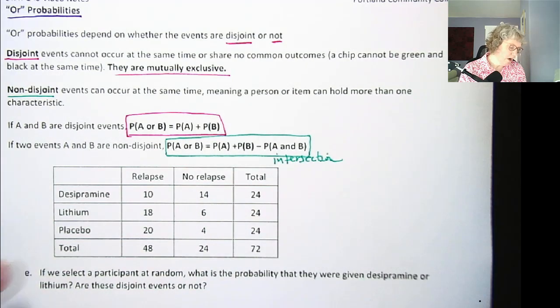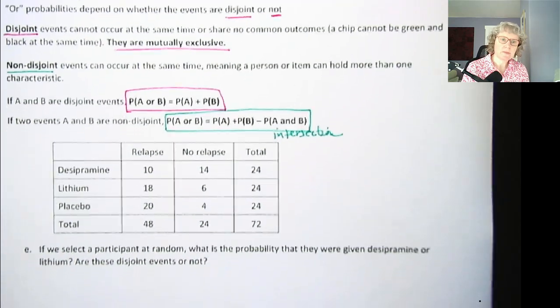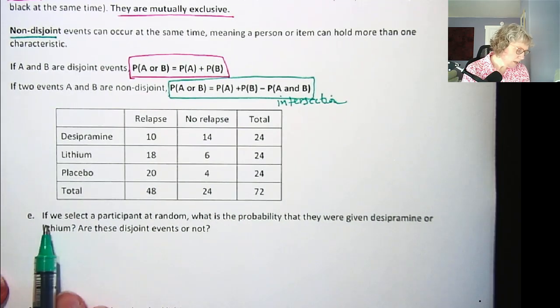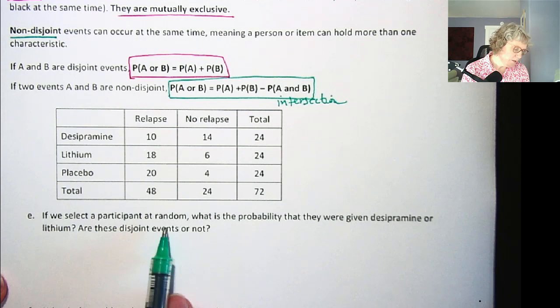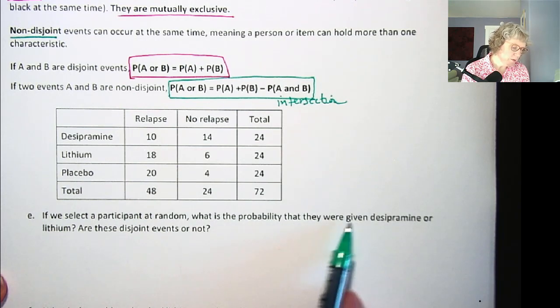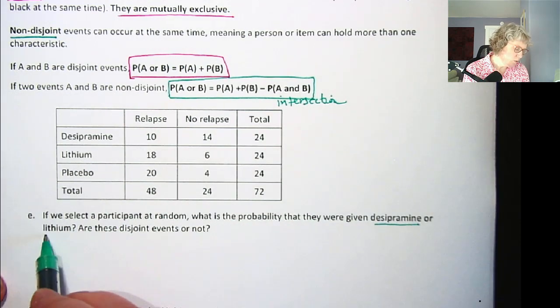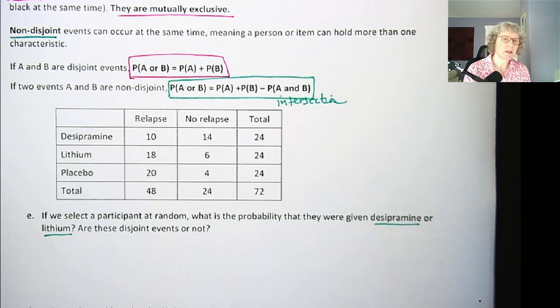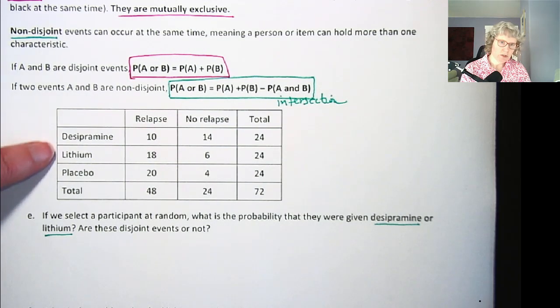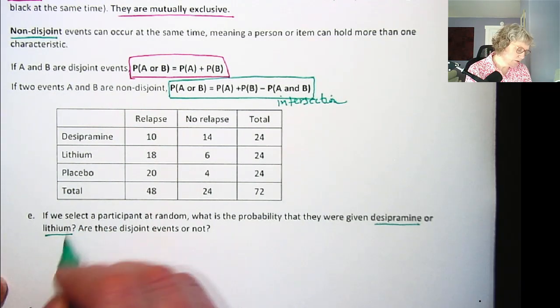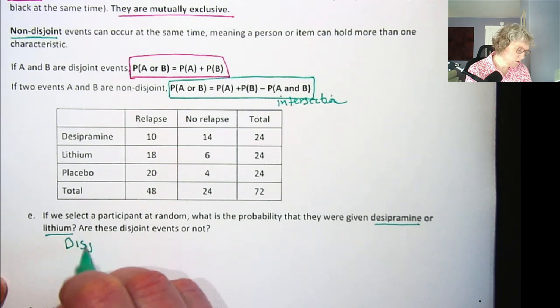Okay, so let me show you why that is, in case it's not clear yet. Hopefully it will be. So question E, if we select a participant at random, what's the probability they were given desipramine or lithium? Okay, desipramine or lithium. So is it possible that they were given both? No, right? Because each person was in one of the treatment groups, and so these are disjoint. The question is, are these disjoint events or not? So these are disjoint.